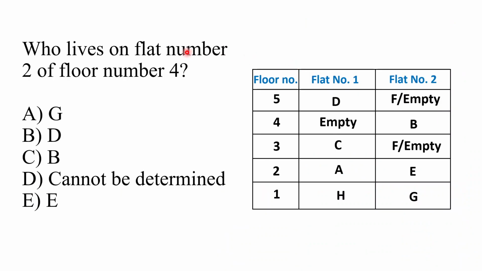So this is the first question. Who lives on flat number 2 of floor number 4? So this is floor number 4. Flat number 2 is this, and B is residing in that flat. So the answer should be option number C. Let's check the answer. See, we got the correct answer. Now let's move on to the next question.